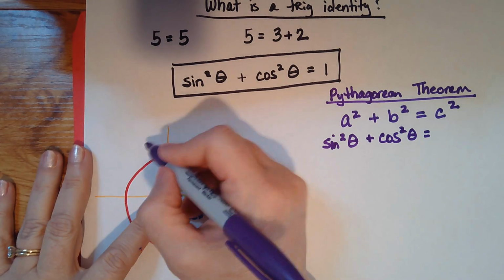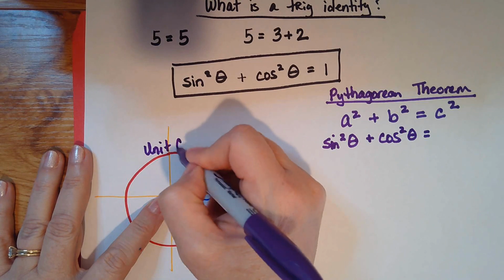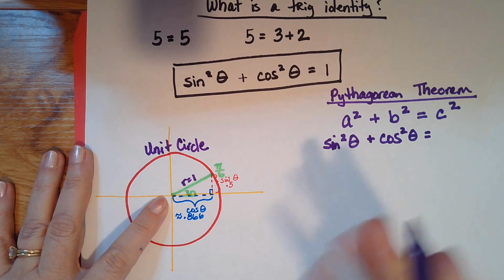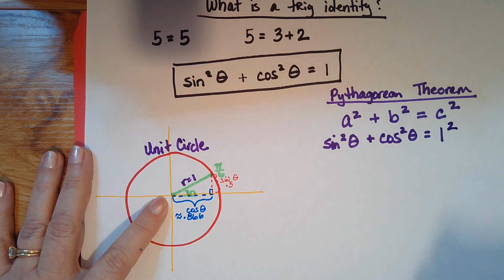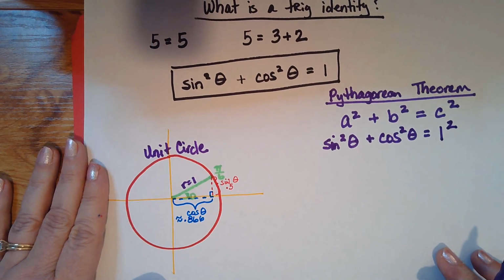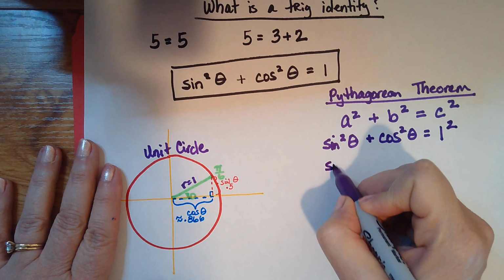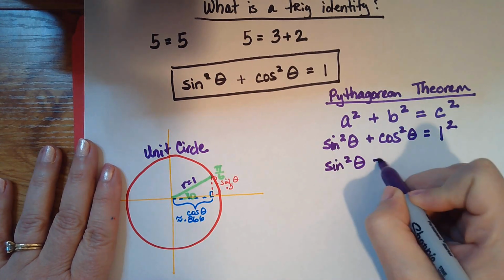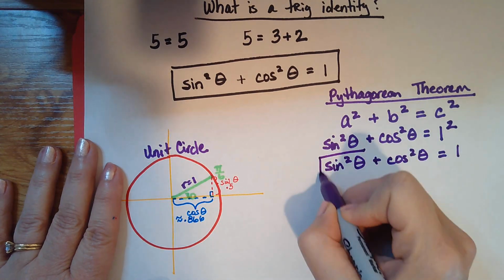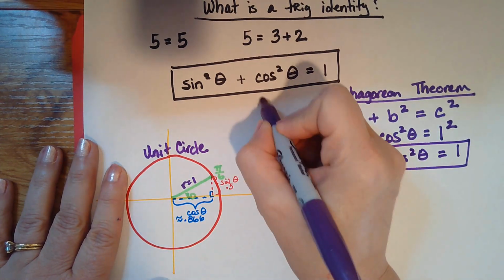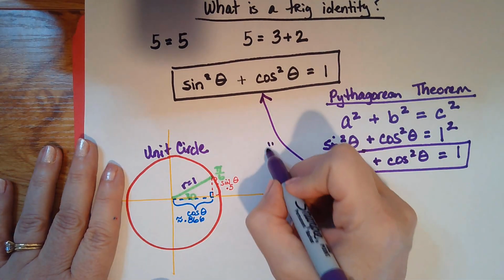How do we know it's 1? Well, because this is a unit circle. That's the whole point of a unit circle, is that your radius is always 1. So we would have 1 squared. So that means that sine squared theta plus cosine squared theta equals 1. And that is our identity.